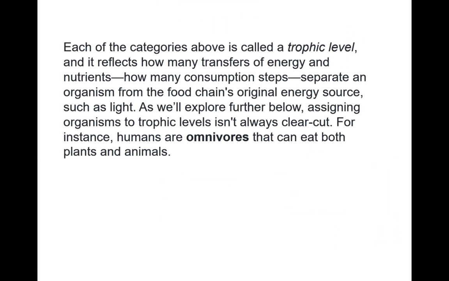Each of the categories above is called a trophic level, and it reflects how many transfers of energy and nutrients, how many consumption steps separate an organism from the food chain's original energy source, such as light. As we'll explore further below, assigning organisms to trophic levels isn't always clear-cut. For instance, humans are omnivores that can eat both plants and animals.